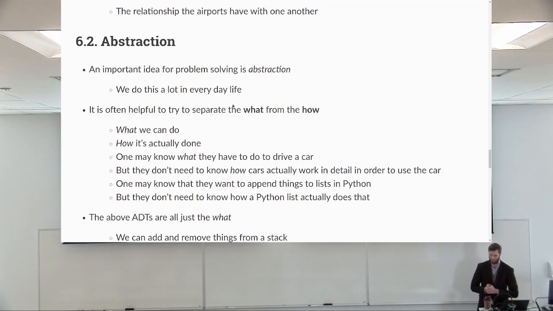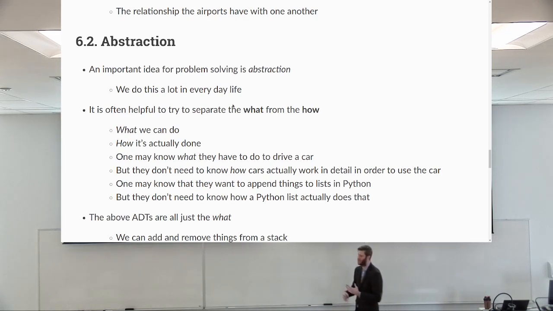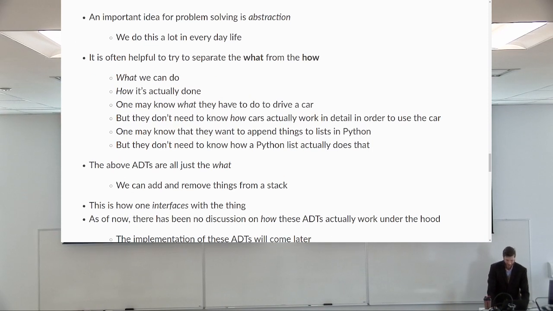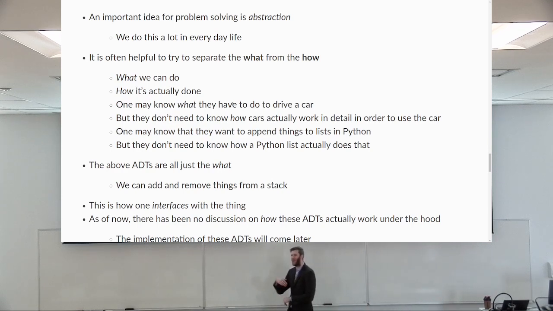So, abstraction. The whole point of all this was, look, the airports aren't intrinsically a graph, but we can represent the airports and the relationships to one another with a graph. It gives us a nice way to abstract these relationships with this beautiful representation, right? Abstraction is something we do in everyday life. And it often is used in a nice, helpful way where we separate the what from the how. Okay? What can I do with it, and how do I do it?